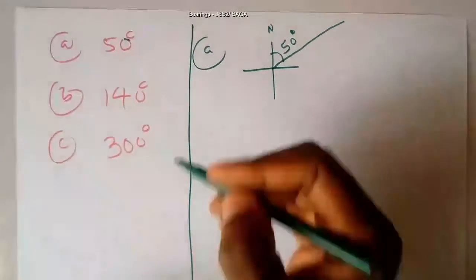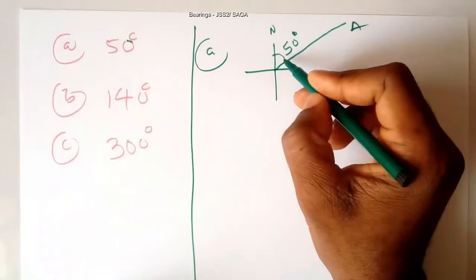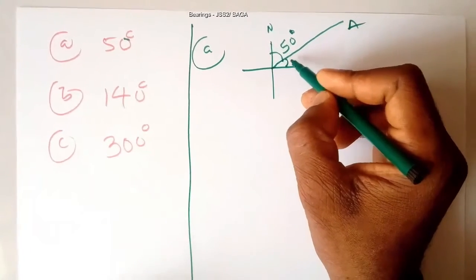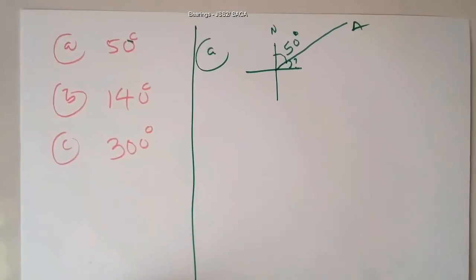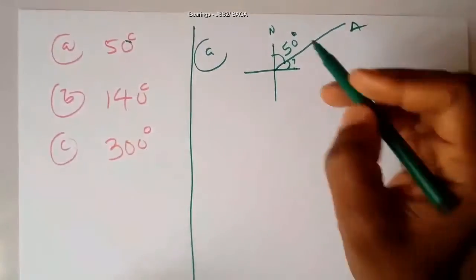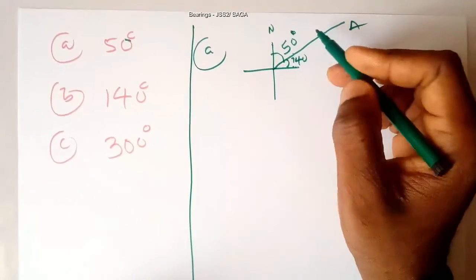So let us call it A. A is 50 degrees. But one thing you should know: if here is 50 degrees, the remaining part you should be able to calculate, because it is even more necessary than the bearing itself. So if here is 50 degrees, the remaining part, this small part, should be 40. Okay, hope it is clear.